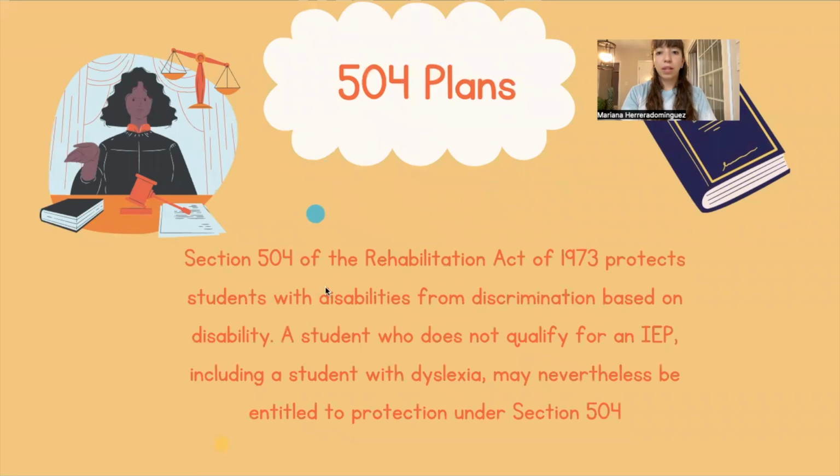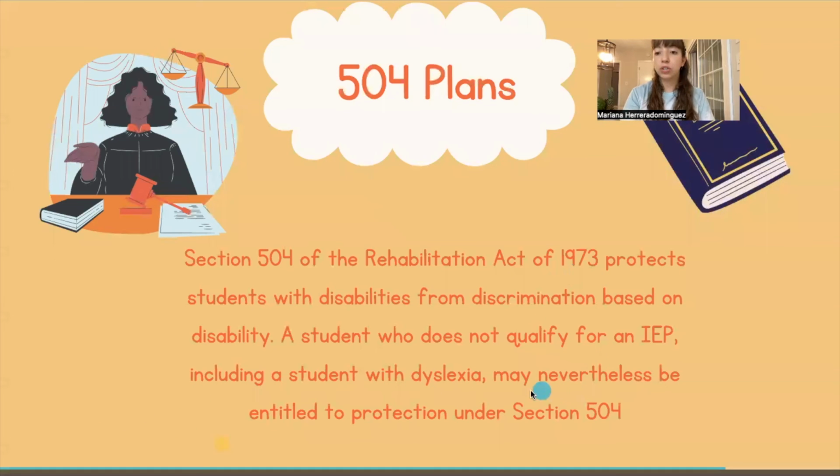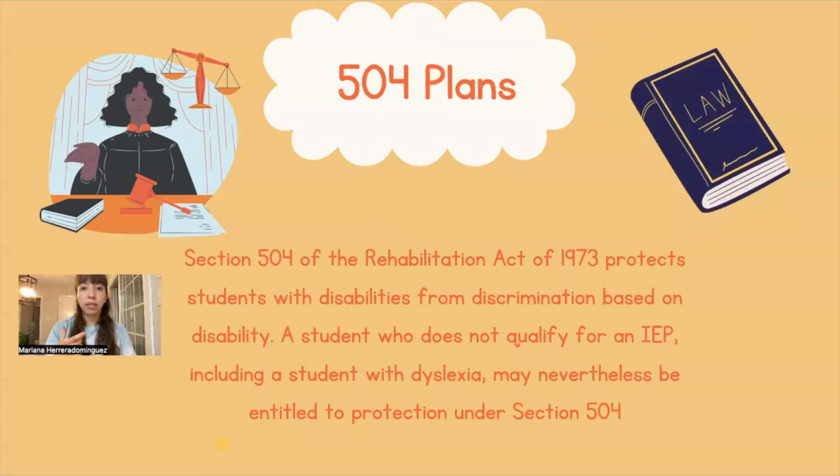So as we know, 504 plans is the Act of 1973, and it protects students with disabilities from discrimination based on their disability. So a student who doesn't qualify for an IEP, including a student with dyslexia, may be entitled to a protection under Section 504, which is great because the 504 plan is a legal document that binds the school into saying, okay, you know what? Timothy is going to need visual supports in the classroom. Timothy is going to need some manipulatives for this because he's a visual learner and he needs some kinesthetics.